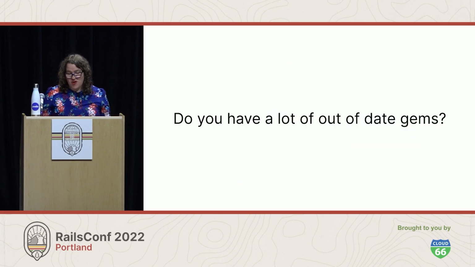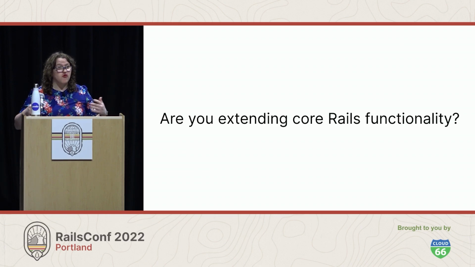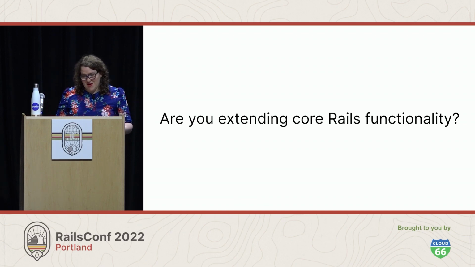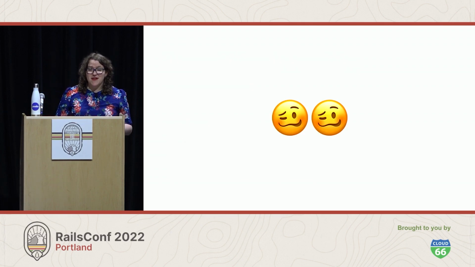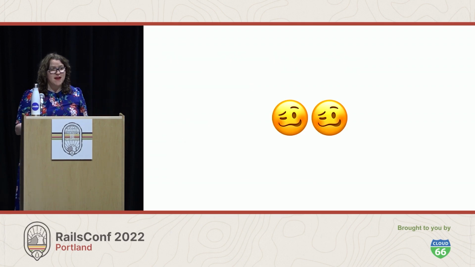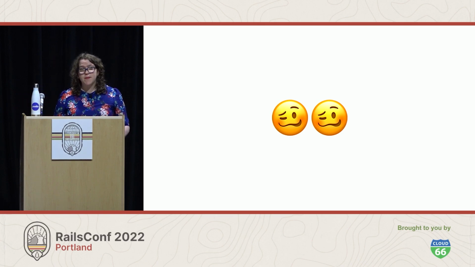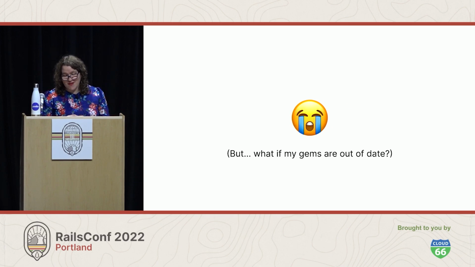Do you have a lot of gems that are out of date or other dependencies? Are you extending core Rails functionality? Do you have things like data migration gems, Active Record patches that you're trying to get more Postgres functionality? Or are you monkey patching? It can be really overwhelming to think about these things for the first time, and you may not know. This is why it's super helpful if you have a teammate who knows more about your app than you to help you. If you have a lot of gems that are out of date, this was me at my first job.